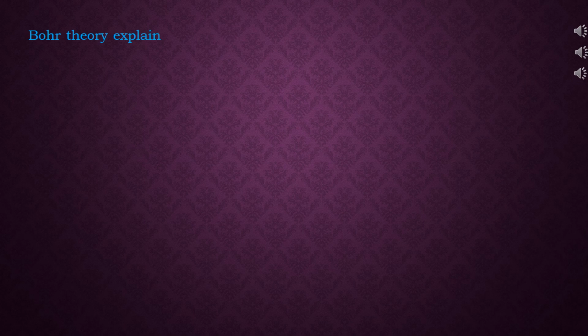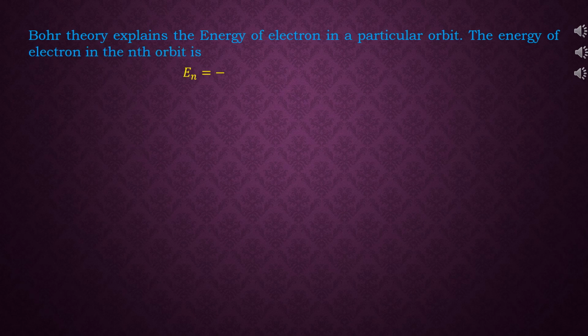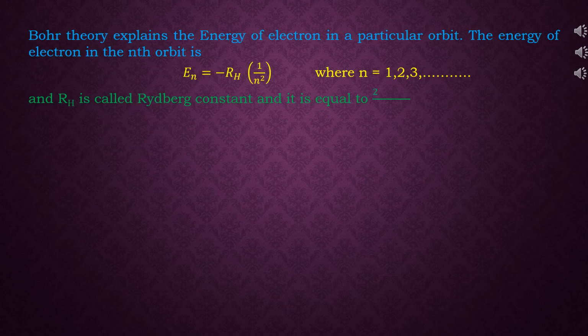Bohr theory explains the energy of an electron in a particular orbit. The energy of an electron in the nth orbit is En is equal to minus RH 1 upon n square, where n is equal to 1, 2, 3 and so on, representing the number of the orbit, and RH is called the Rydberg constant, and it is equal to 2 pi square me4 upon h square, so that the above equation becomes En is equal to minus 2 pi square me4 upon n square h square.